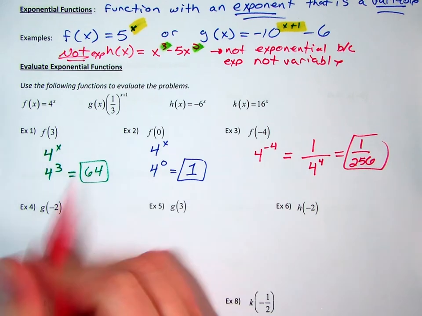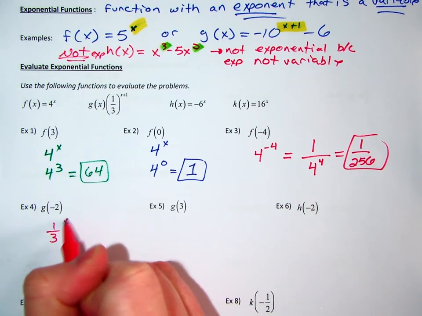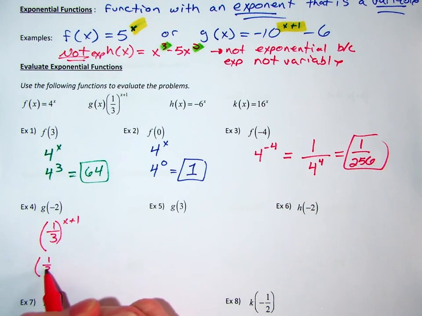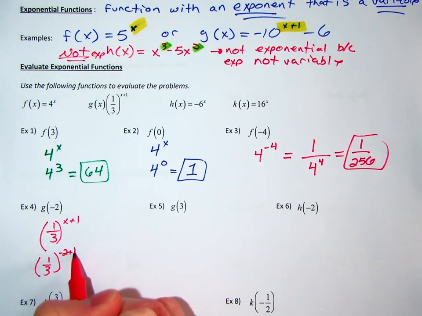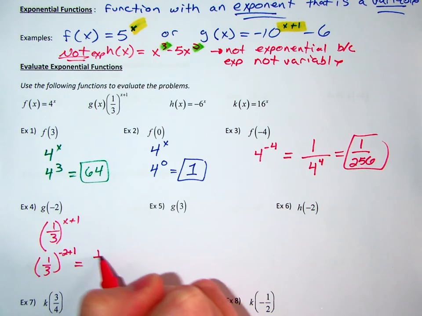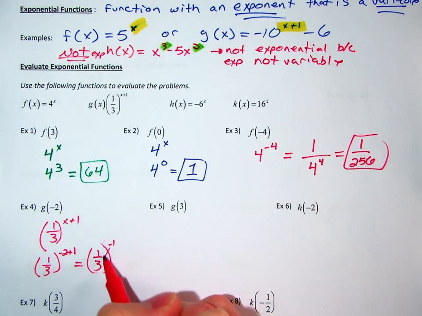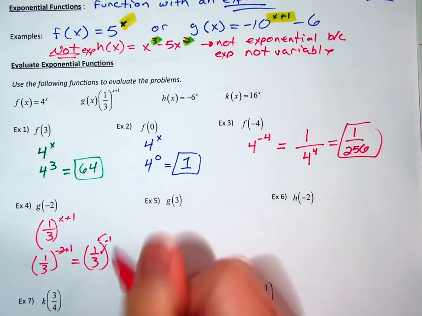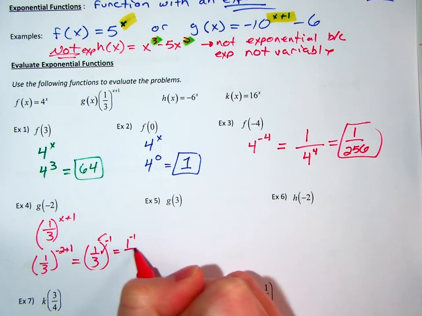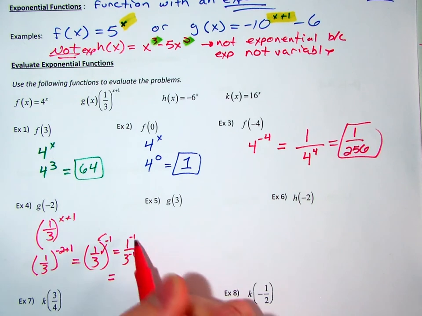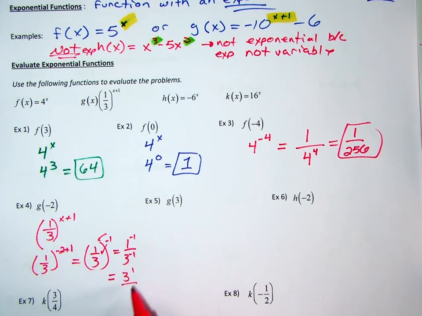So the g function is 1 over 3 to the x plus 1. Really, we're doing 1/3 to the negative 2 plus 1, which is actually 1/3 to the negative 1. Now remember from before, the idea is we're really distributing this exponent into our fractions. So this is really 1 to the negative 1 over 3 to the negative 1. And remember, we don't like those negative exponents, so we're going to go ahead and flip that to be 3 to the first over 1 to the first, so we can get rid of our negatives.